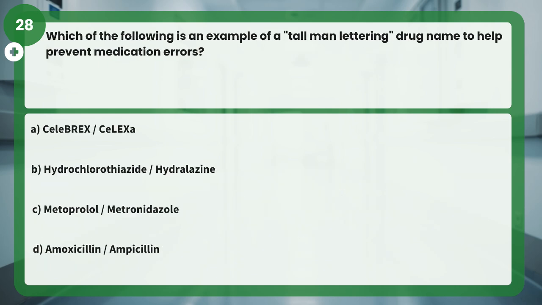Question 28. Which of the following is an example of a tall man lettering drug name to help prevent medication errors? A. Celebrex/Celexa. B. Hydrochlorothiazide/hydralazine. C. Metoprolol/metronidazole. D. Amoxicillin/ampicillin.